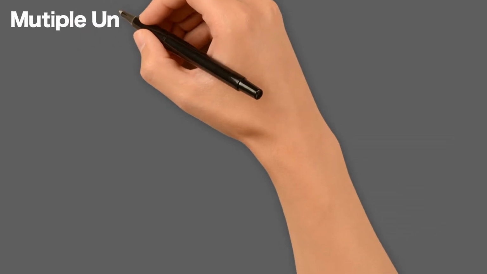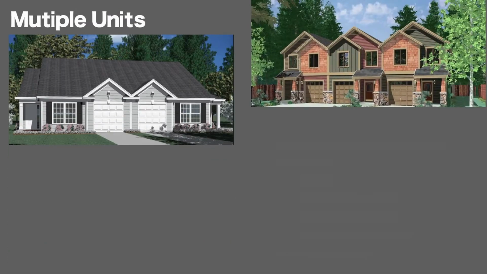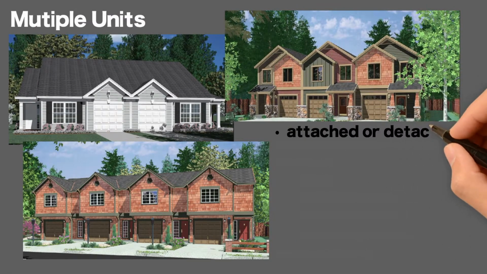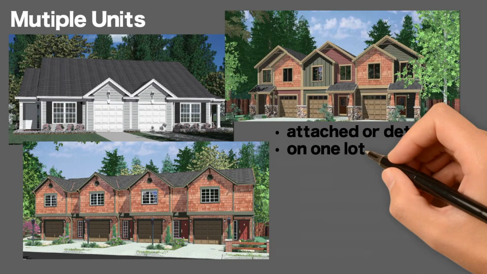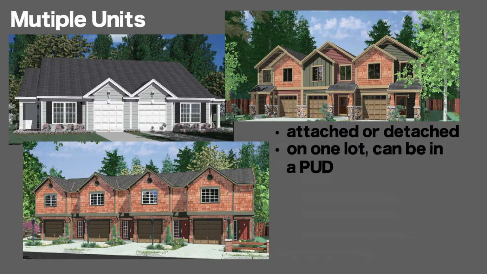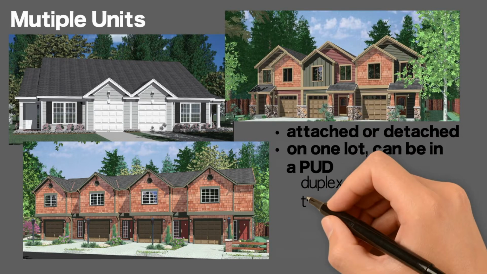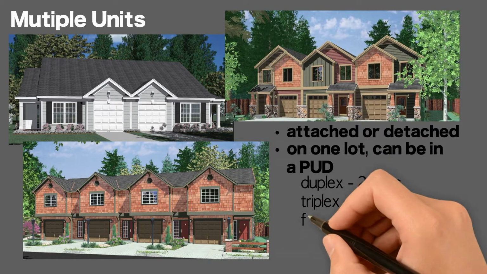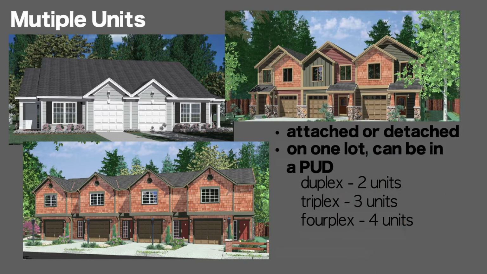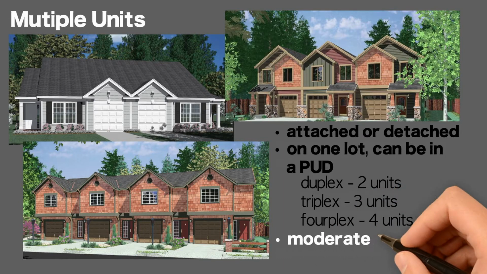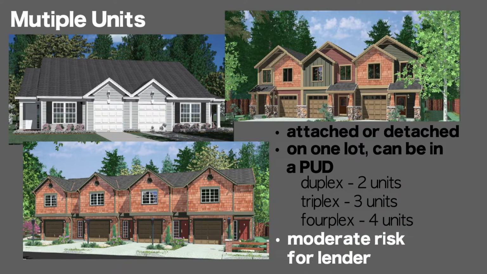Fourth, multiple units can be 2, 3, or 4 units attached or detached and built on one lot. They can also be in a planned unit development. Legally called a duplex for 2 units, a triplex for 3 units, and a fourplex for 4 units. These types of properties pose a moderate risk for the lender.